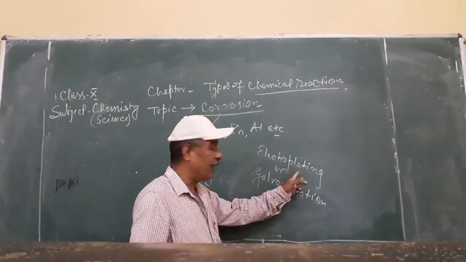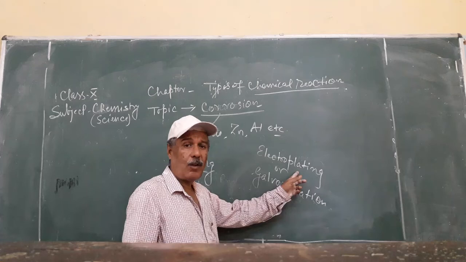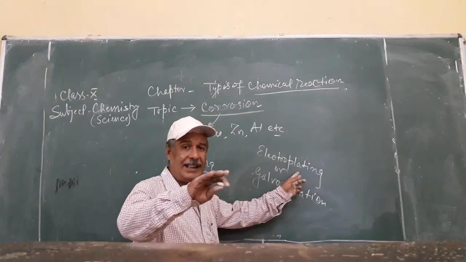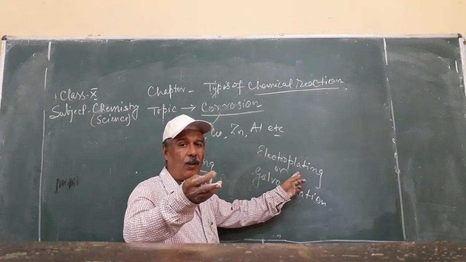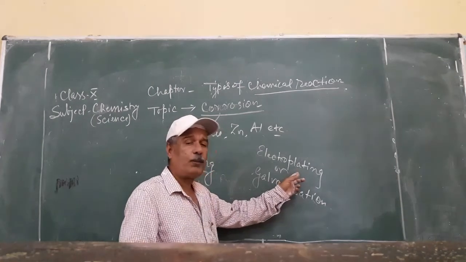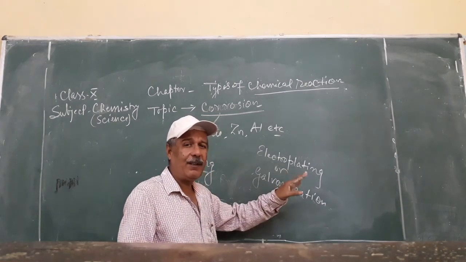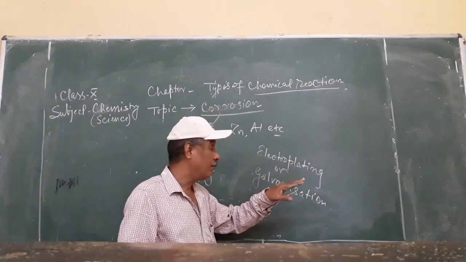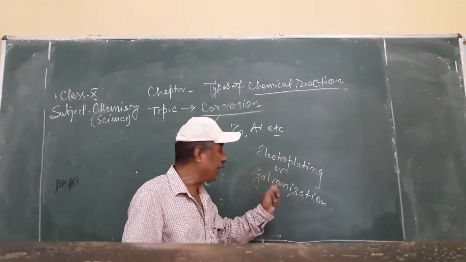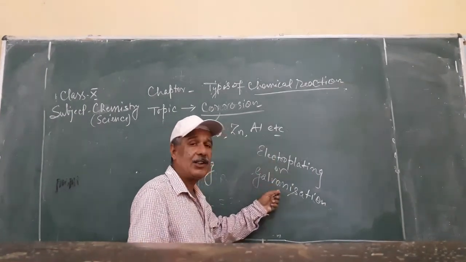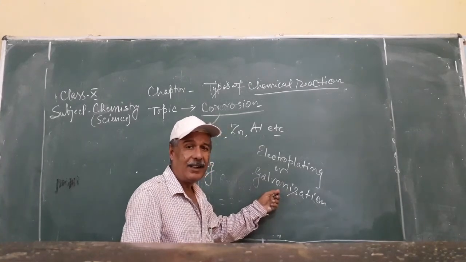When any metal is covered and a thin layer is coated by any other metal, it is electroplating. There is no limitation. Anyone can cover any other one. But when iron is covered by zinc, that particular type of electroplating is known as galvanization.